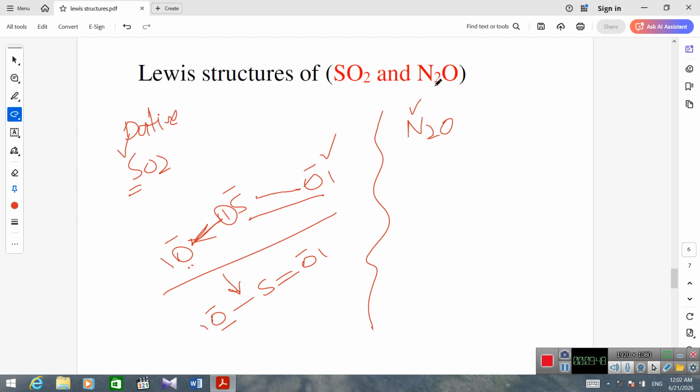Another example, N2O, dinitrogen monoxide. As I said, the nitrogen is the central atom because it has more singlet electrons, and the priority for connecting is nitrogen because it has more singlet electrons than oxygen.